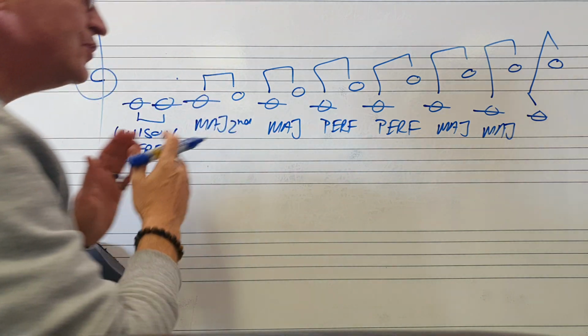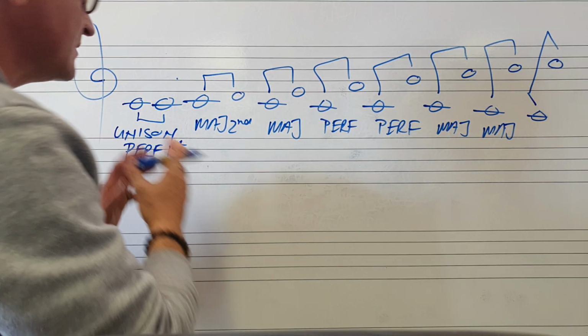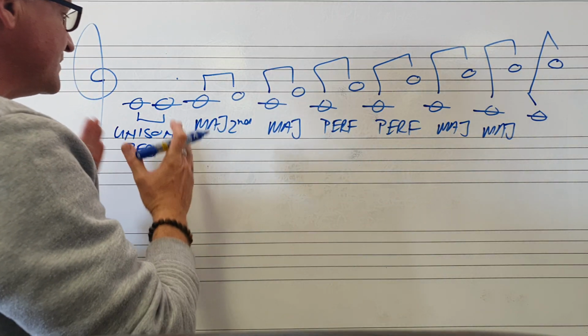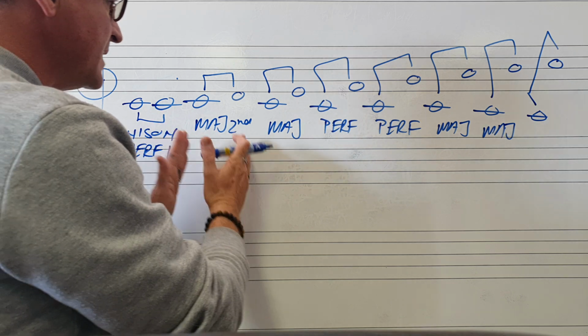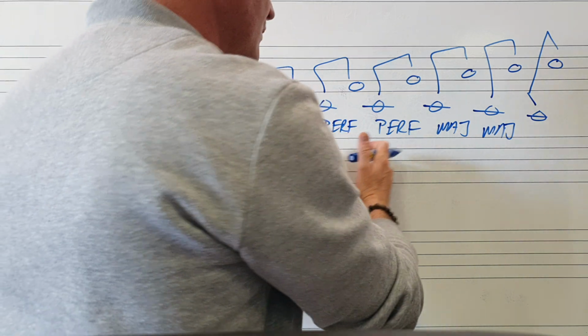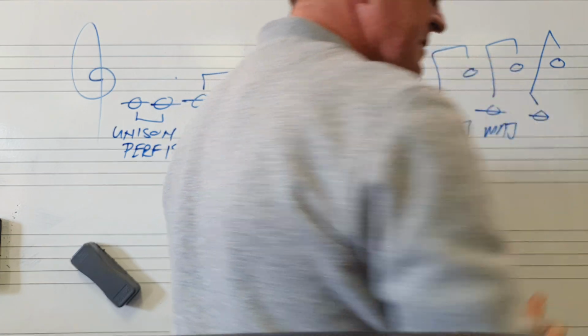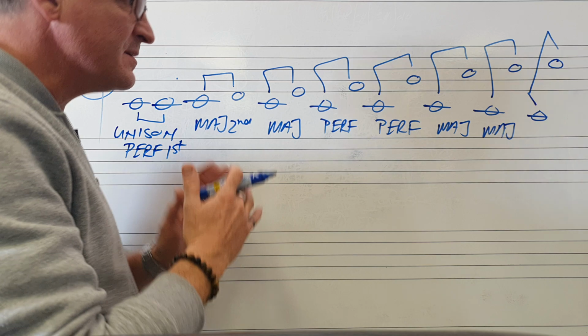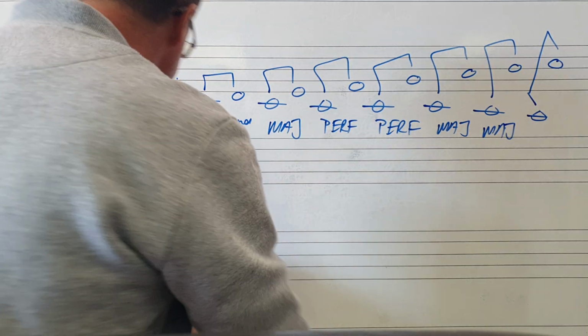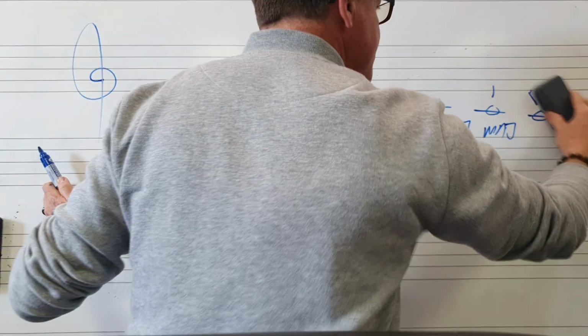Okay, so what you've got to realize, the first thing is that within a major scale, you have to know that there's perfect first, major second, major third, perfect fourth, perfect fifth, major sixth, major seventh, perfect eighth. And that's the basis, that's the beginning point. Right, how do we do an interval question?